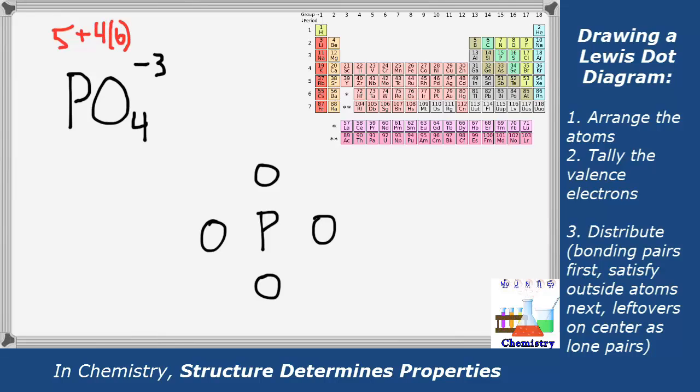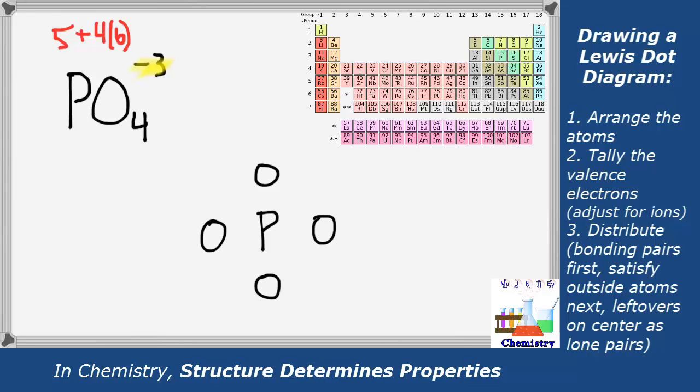Now, this charge, we need to account for this charge. Whenever you have a negative charge, it means you have an excess of electrons. So with a -3 charge, we actually have to add 3 to our total. And valence electron pools should always be an even number. So 5 plus 24 would be 29, plus 3 gives us 32. So we've got a lot of electrons to deal with. First place we put them is as shared pairs to create those bonds.